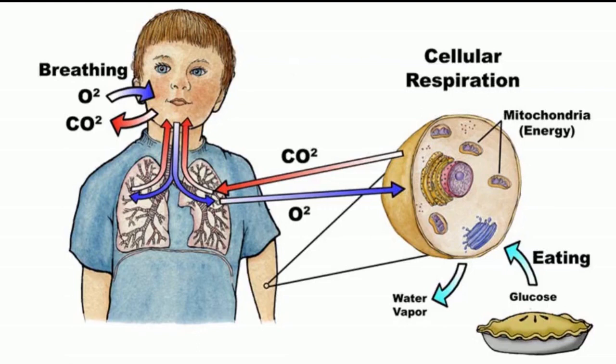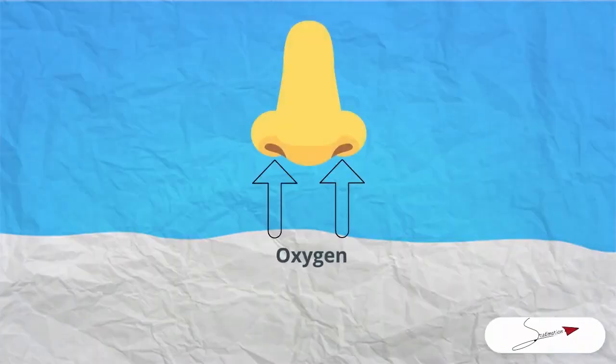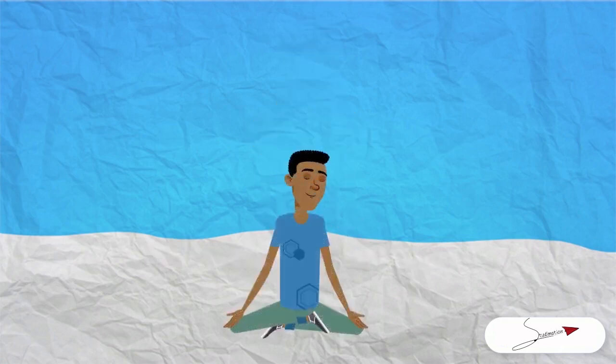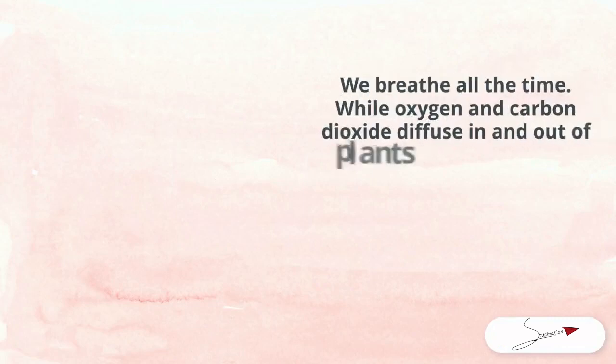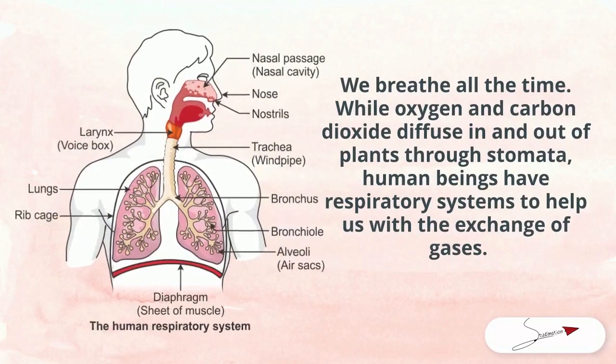Aerobic cellular respiration is a series of chemical reactions, but the process can be summarized by the word equation below. Oxygen is needed by cells for aerobic cellular respiration, while carbon dioxide and water vapor are given out as waste products. Unlike respiration, breathing is a physical process. While oxygen and carbon dioxide diffuse in and out of plants through the stomata, human beings have respiratory systems to help us with the exchange of gases between the bodies and their surroundings.